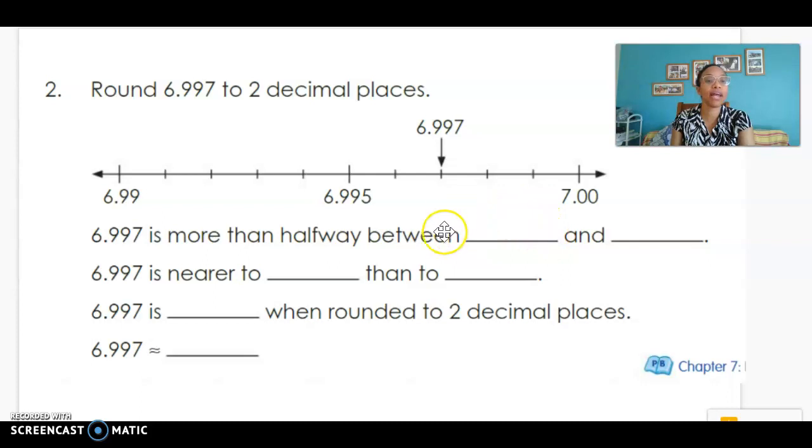6.997 is more than halfway between our bounds, 6.99 and 7. 6.997 is nearer to 7 than 6.99. 6.997 is 7 when rounded to 2 decimal places. 6.997 is about 7.00, okay?